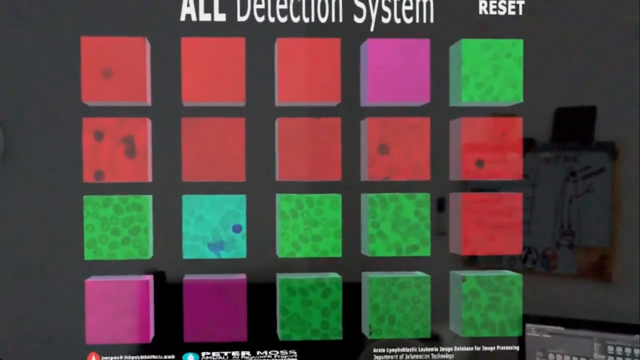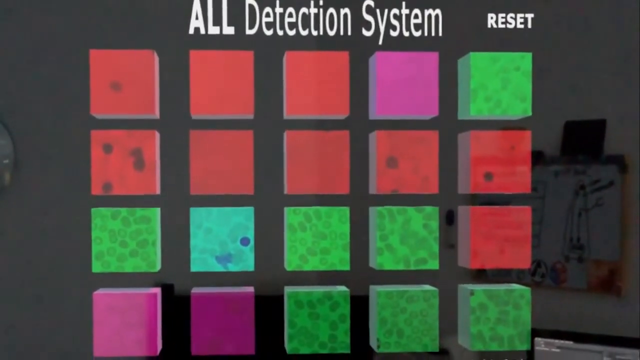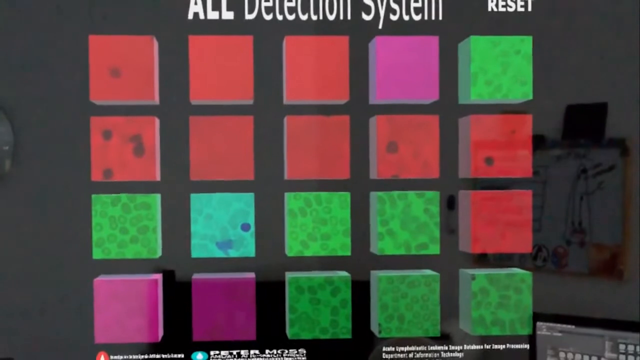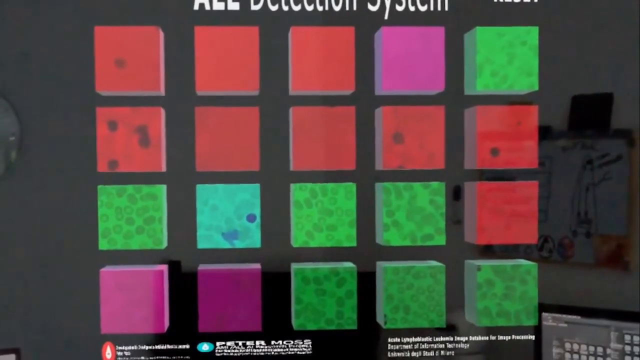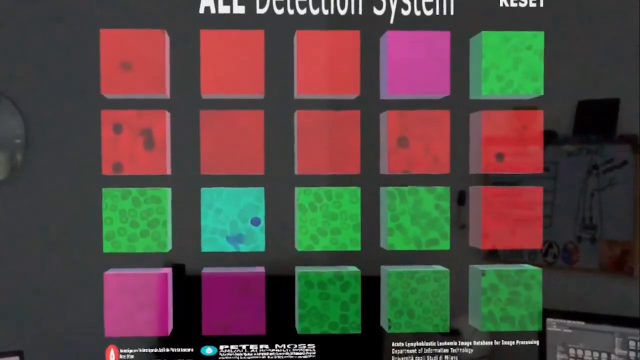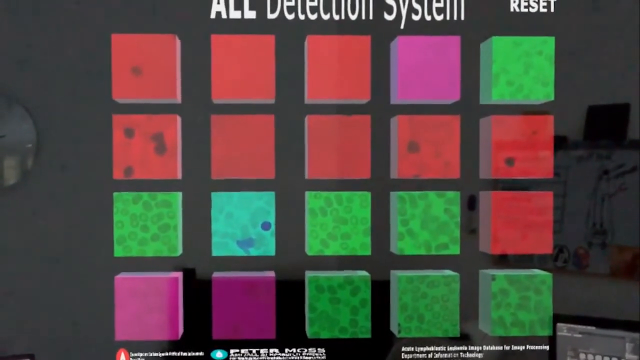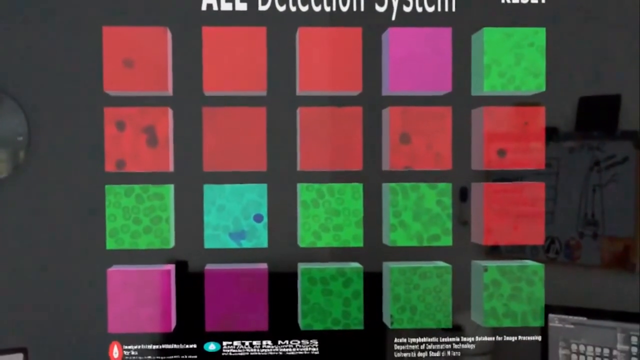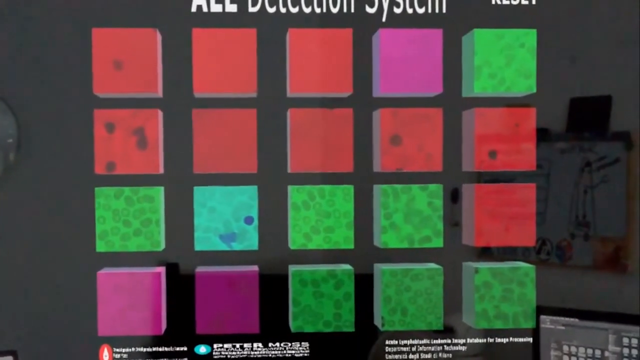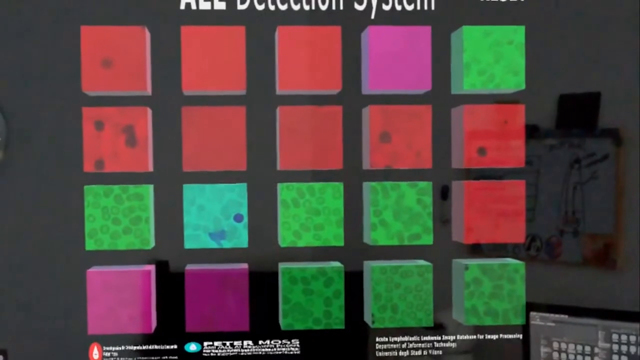The red blocks that you are seeing are true positives, and that means that the artificial intelligence correctly identified acute lymphoblastic leukemia. The magenta blocks are false positives, and that means that the artificial intelligence incorrectly identified acute lymphoblastic leukemia. The green blocks are true negatives, and that means that the artificial intelligence correctly identified that there was no acute lymphoblastic leukemia in those slides. The cyan block is a false negative, and that means that the artificial intelligence incorrectly identified that there was no acute lymphoblastic leukemia in that sample, but in fact there was.